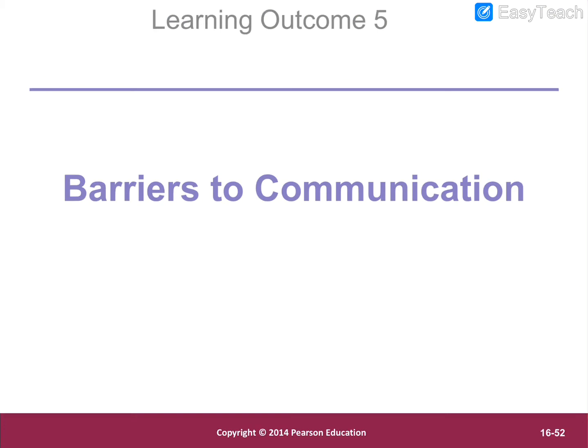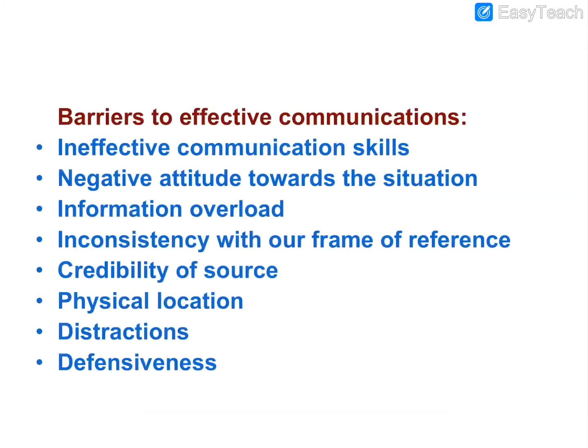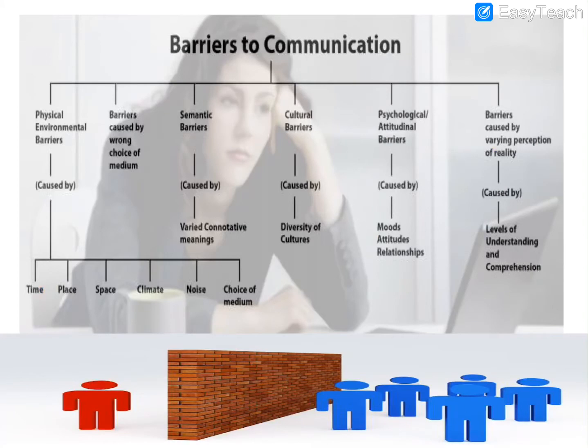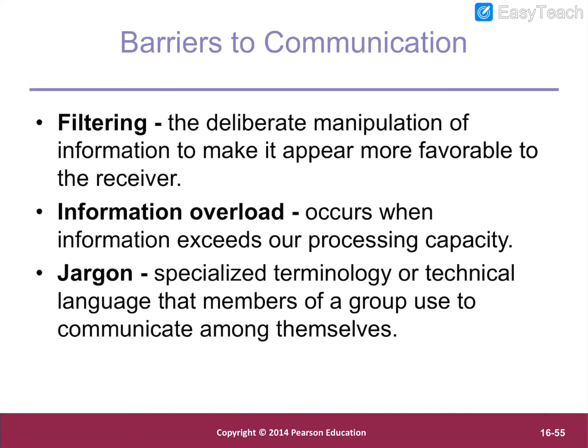Okay, next we move to the barriers to communication. These are the barriers to effective communication: ineffective communication skills, negative attitude towards the situation, information overload, inconsistency with our frame of reference, credibility of sources, physical location, distraction, and defensiveness. Okay, these are the barriers of communication. There are a lot of barriers.